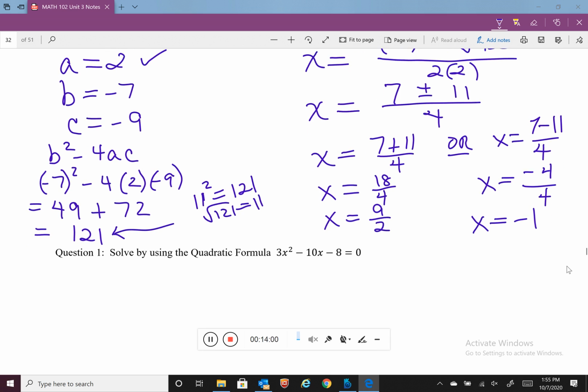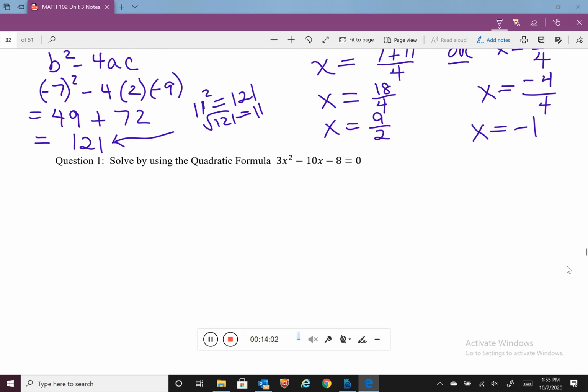So your first problem is to solve by using the quadratic formula: 3 times x squared minus 10 times x minus 8, and then set equal to 0. And I do encourage you to first determine what a, b, and c are, and then find b squared minus 4ac and proceed.